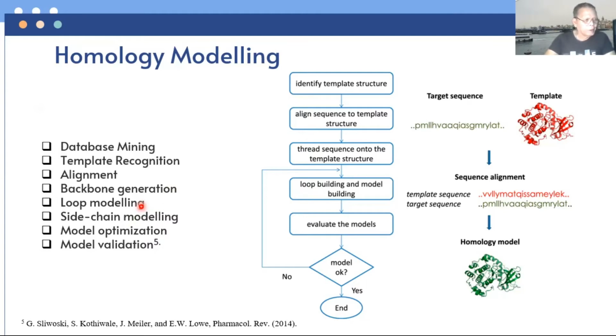Now let's see the step-by-step homology modeling part. We'll start from this point: identify template structure, align the sequence to the template structure, thread the sequence onto the template structure, loop building and model building, evaluate the model, then is the model okay? If it is yes, then the process ends. But if the model is not okay, then we go back again to this part. So let's see this one. We have the target sequence and we have a template. Then move to this sequence alignment. Then there's a homology model.